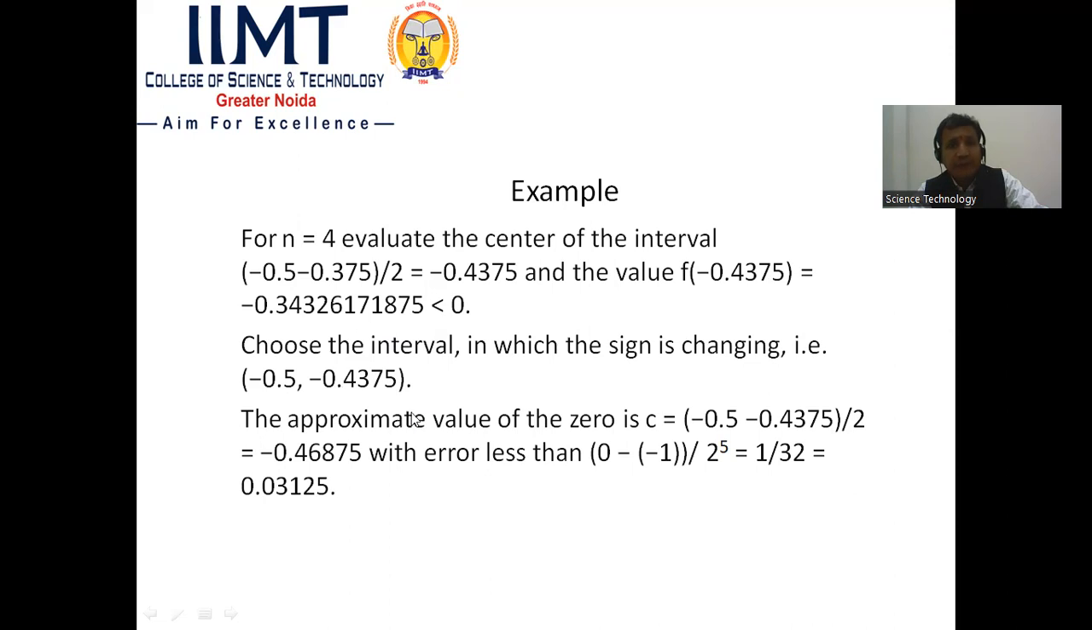We applied this method 4 times. So the approximated value of the root is minus 0.46875, and the error involved after these 4 steps is 1 upon 32, that is 0.03125.